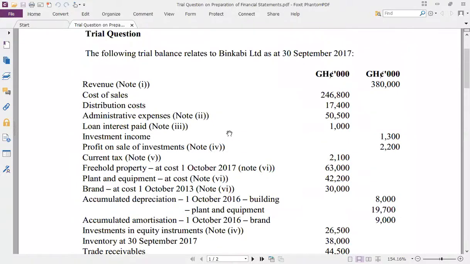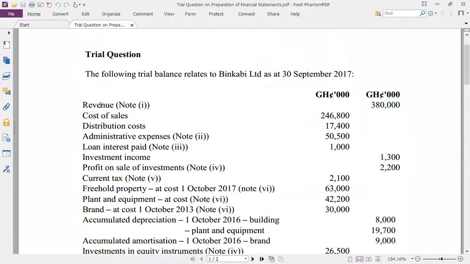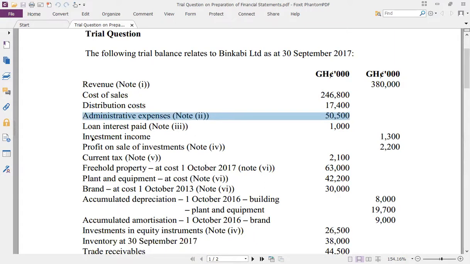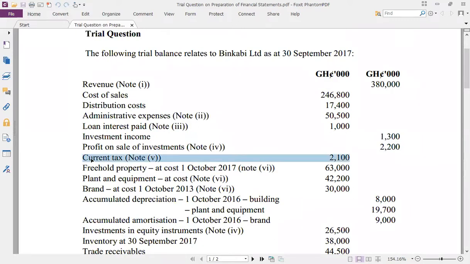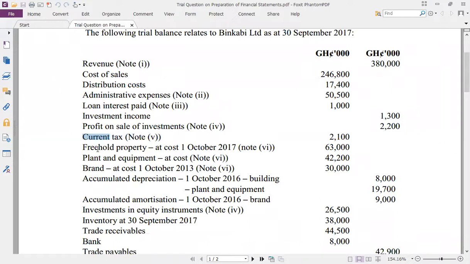First, revenue. Revenue goes to the profit and loss, right? Usually the first item. Cost of sales, the same place. Distribution, the same place. Admin, operating expenses. Loan note interest, finance cost. Investment income, other income. Profit on sale, other income. Current year tax, that's tax. Profit and loss.